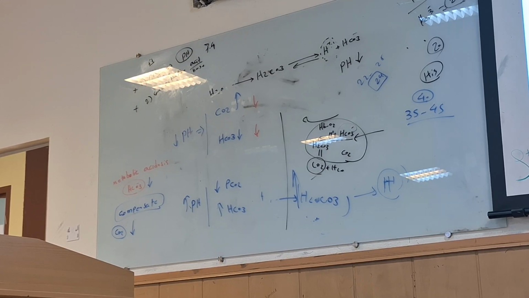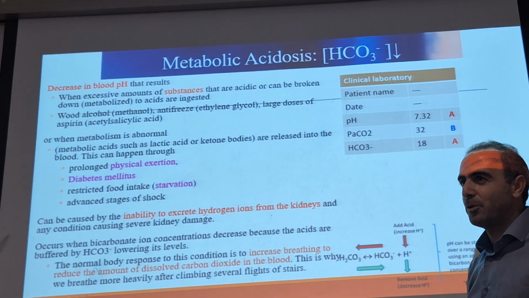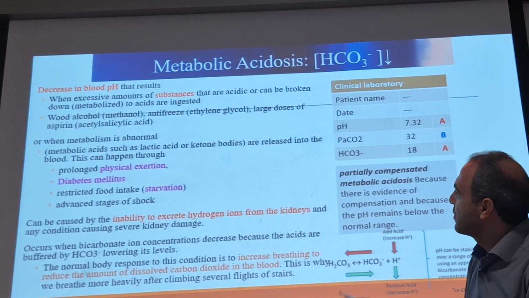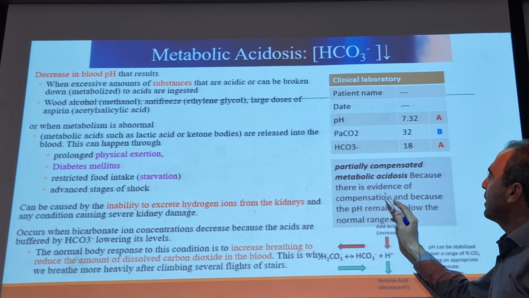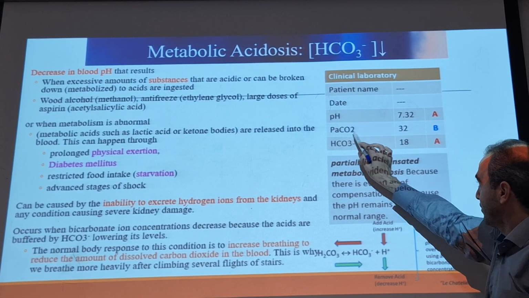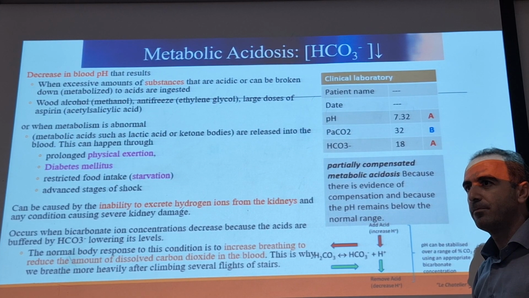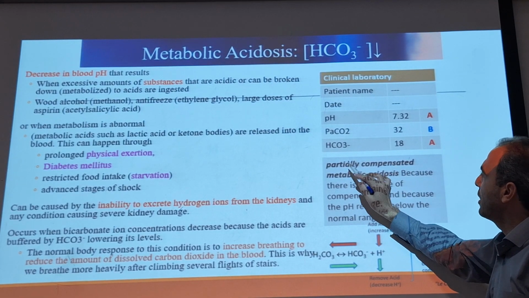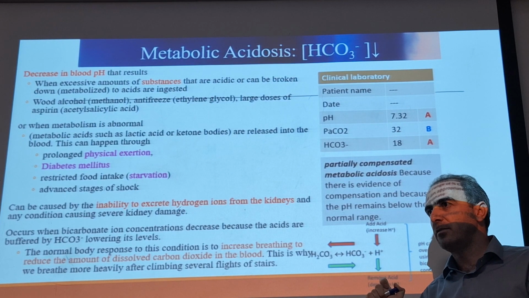They are so easy. When the pH goes back to normal, it's so difficult to decide which one first increased or decreased in response to the other. When the pH is low, it's completely clear. So we call it partially compensated metabolic acidosis. Why? Because there is evidence of compensation and because the pH remains below the normal range. We call it partially compensated metabolic acidosis. So you got it completely here?